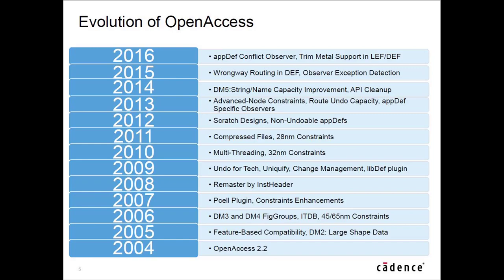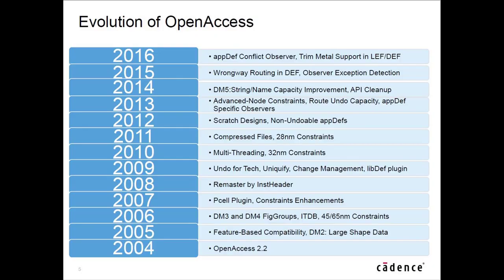2012, scratch designs and designs you don't have to commit to disk, and app defs that aren't undoable, which can make them much faster. In 14, we came up with DM5, which allowed us to create larger string and name tables, which meant that very large Verilog files could be imported into OA.